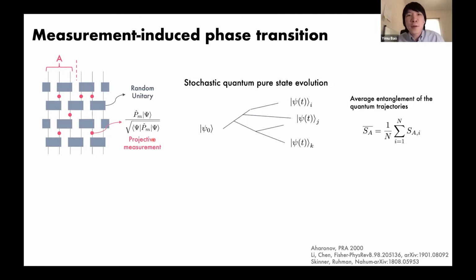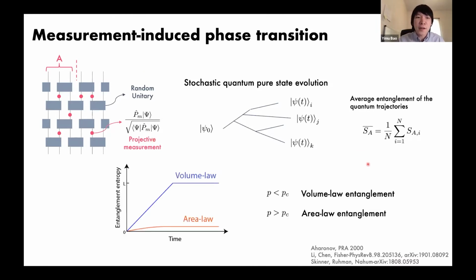The measurement-induced phase transition concerns the average entanglement entropy in each individual trajectory. People have already shown, by extensive numerical evidence as well as some analytic arguments, that there can exist a phase transition from a volume law scaling entanglement entropy to an area law scaling entanglement entropy when you tune up the measurement rate. There are two important messages in this measurement-induced phase transition.